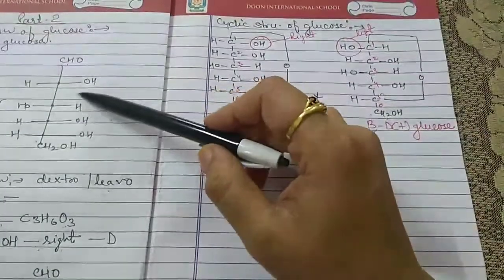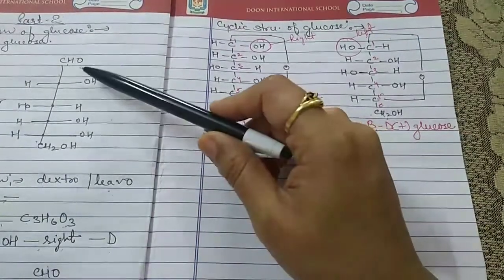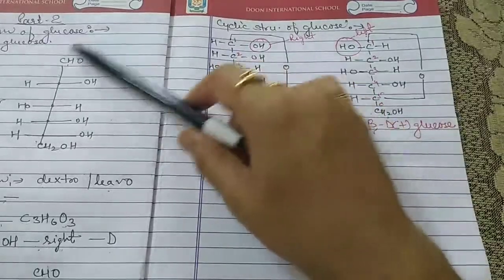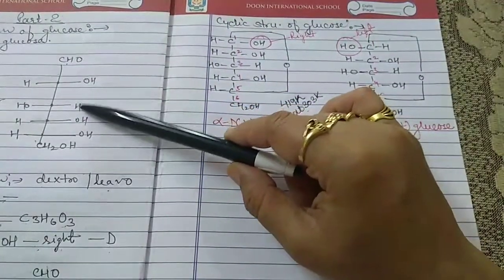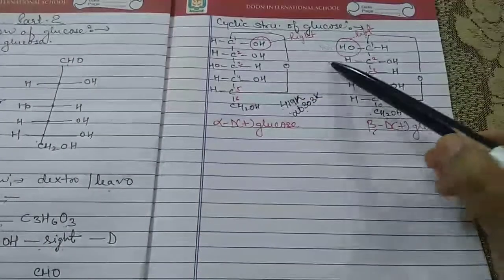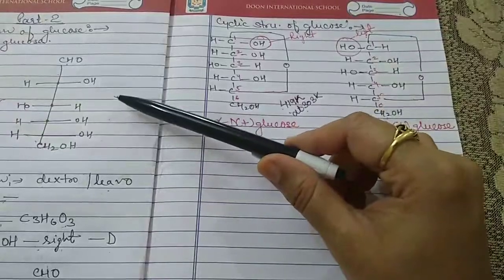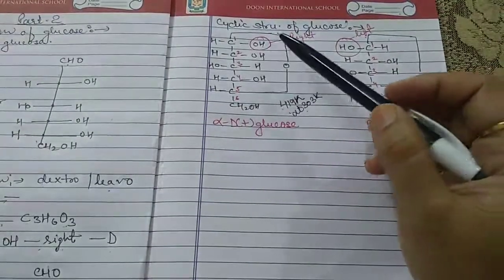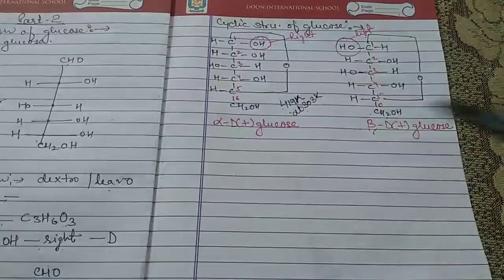We have already discussed this open structure of glucose, which was given by Fischer. Now most of the properties of glucose are satisfied with the help of this structure, but there are various reactions which are not explained with the help of this structure. So for these reactions we have the cyclic structure of glucose.